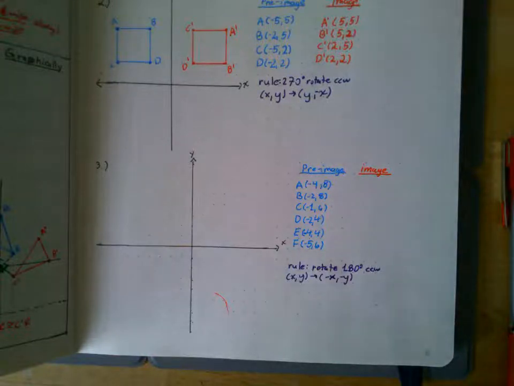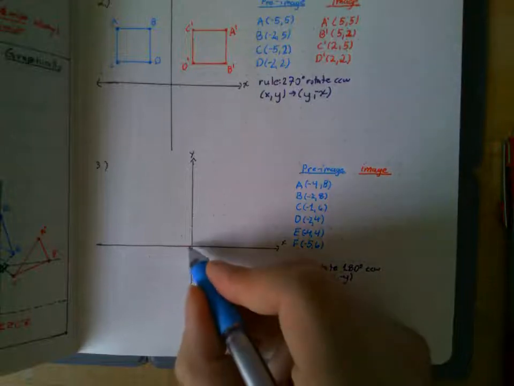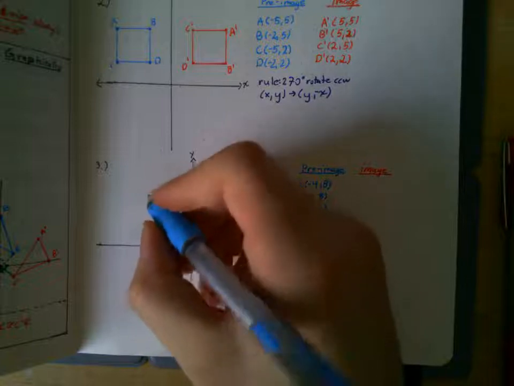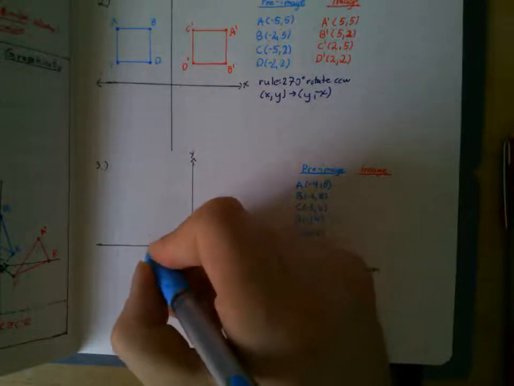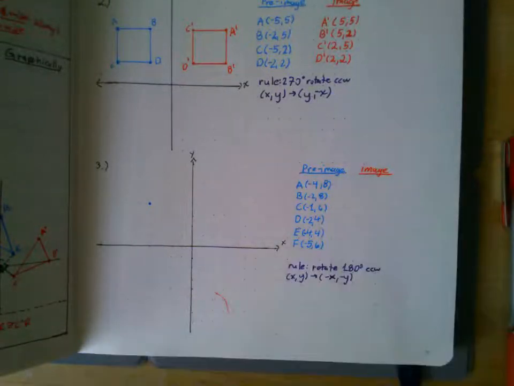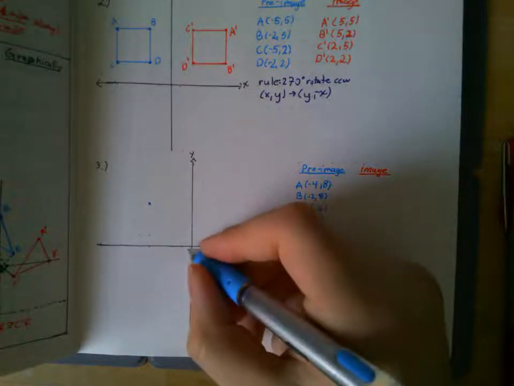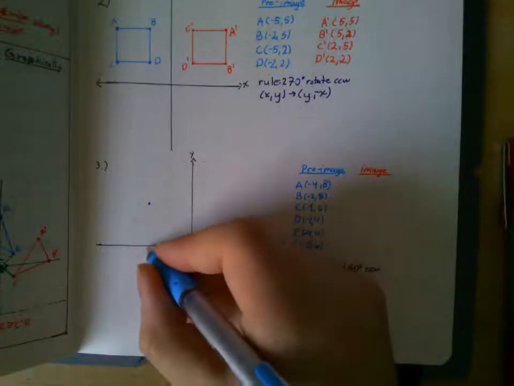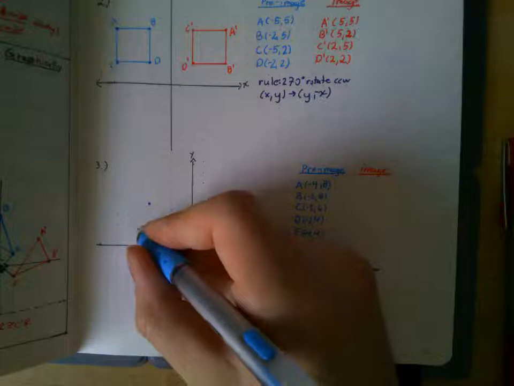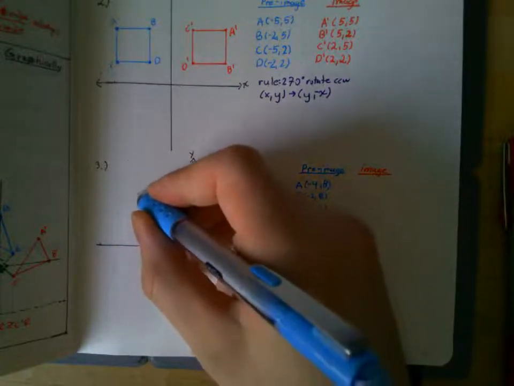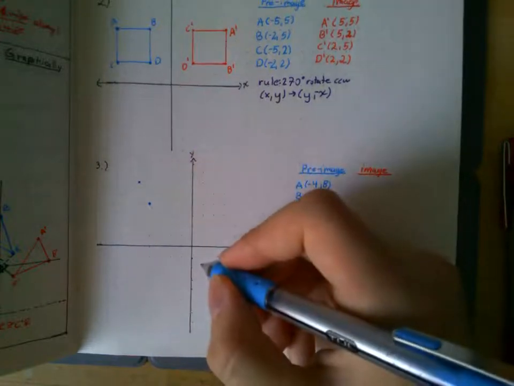Okay? So if we go ahead and plot this guy out, E is 4, 4, or negative 4, 4. 1, 2, 3, 4, 1, 2, 3, 4. Okay. F is going to be negative 5, 6. 1, 2, 3, 4, 5, 1, 2, 3, 4, 5, 6. There we go.